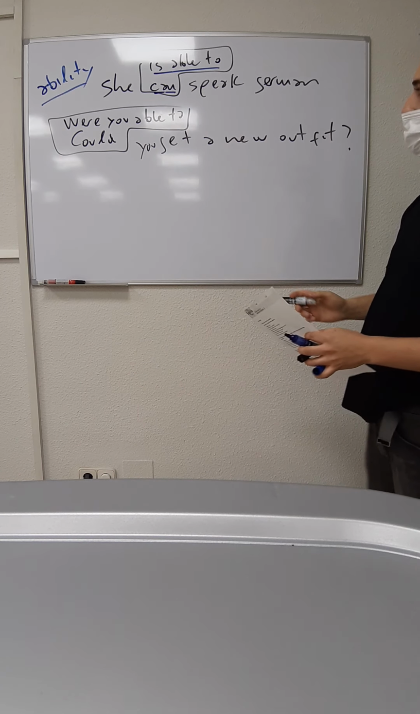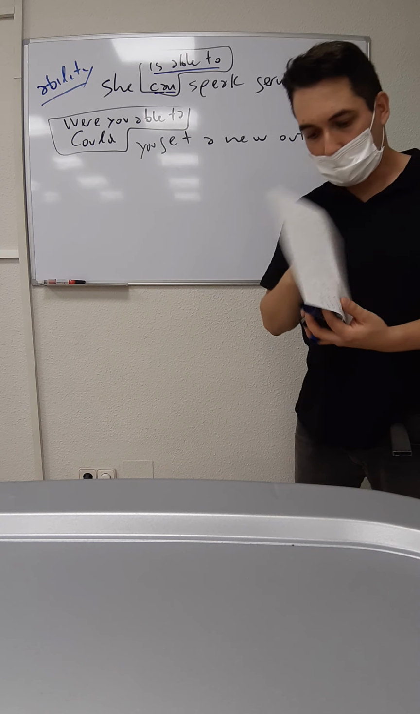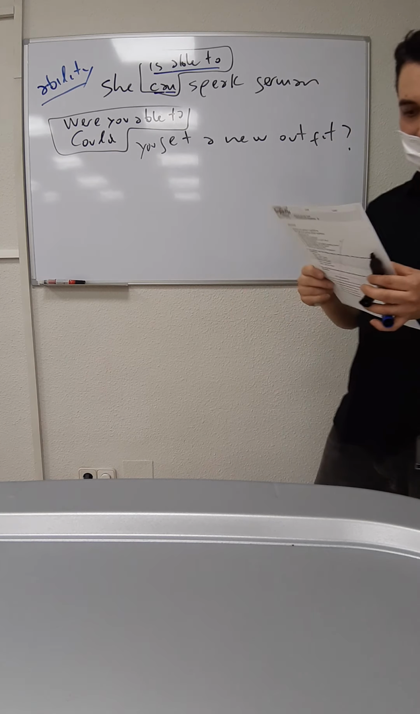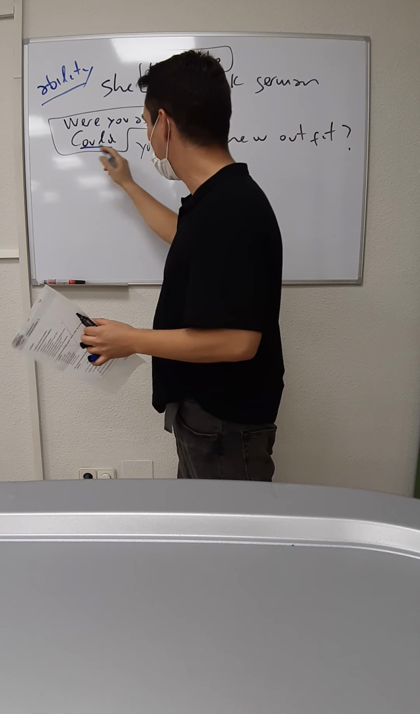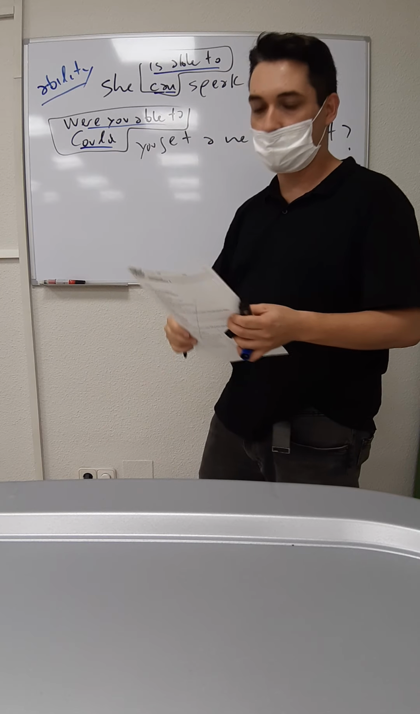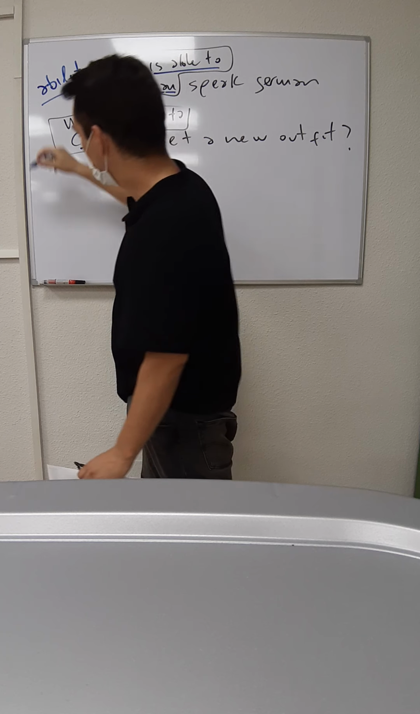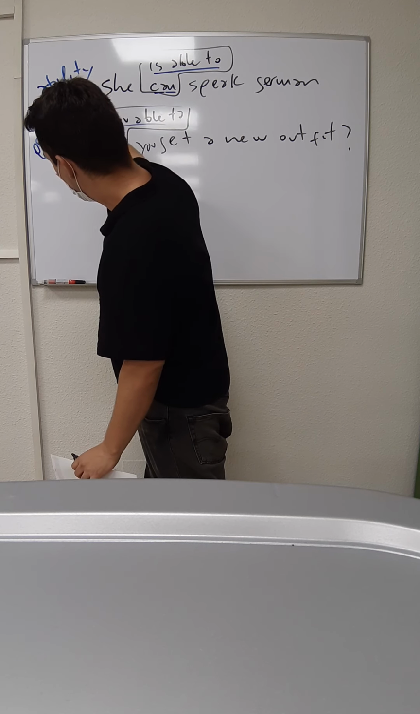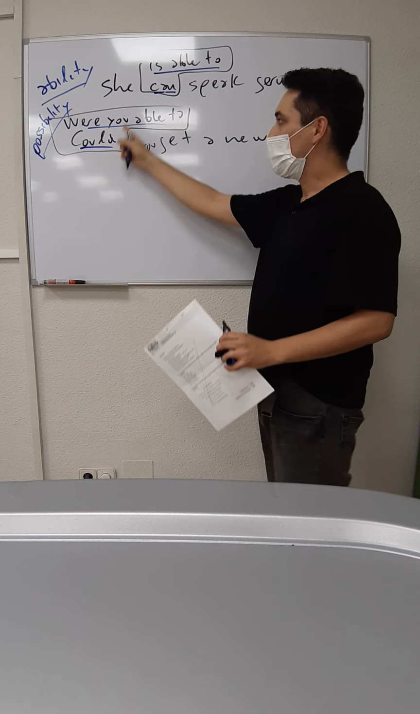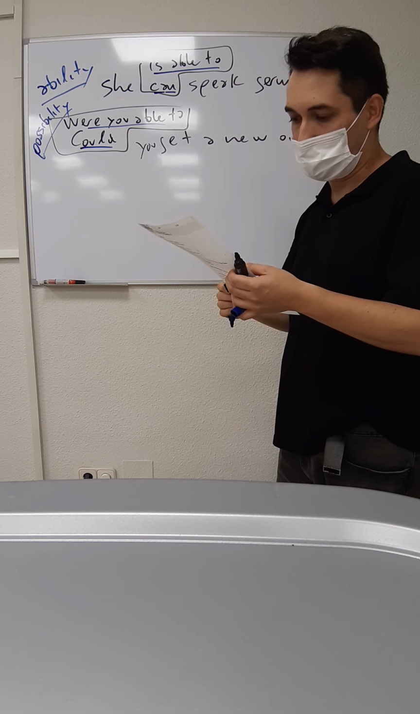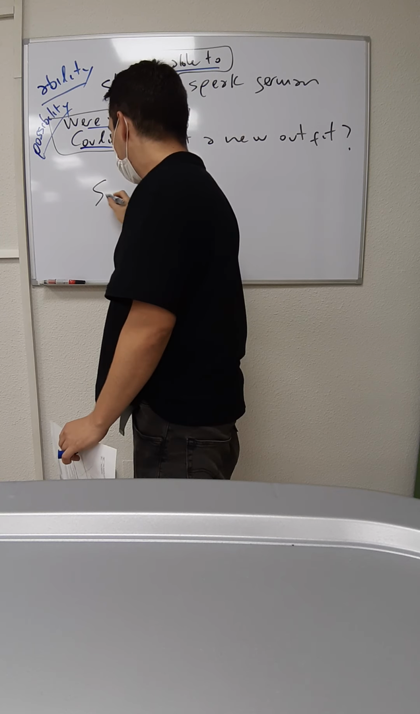Could you get a new outfit? Were you able to get a new outfit? Here, is this possibility? Sorry, is this ability? No. What are could and be able to referring to here? What is the function? I just said it. Yeah, possibility. So when it comes to expressing possibility, they can also be interchangeable. The first one is the easy round.